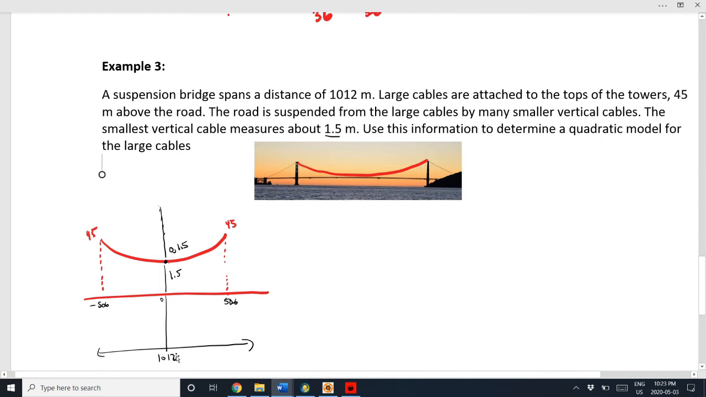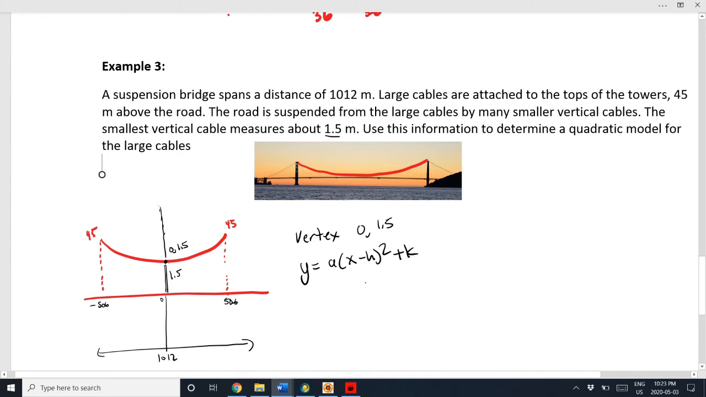And so let's go ahead and do that. We know our vertex is going to be (0, 1.5). Okay, so that's the height of the small cables holding it up. And we want to find the equation of these big cables, the red one here. And so we know our vertex. We can start filling in our vertex form: a(x - h)² + k.